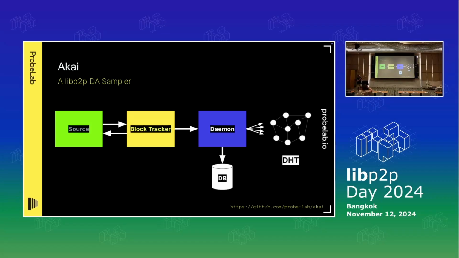So we have a data source. In our case, we built it for the Avail network, so it's an Avail Lite client, which follows the head of the chain. This Avail Lite client will notify the block tracker of new blocks on the network. Then the block tracker will forward this information to the daemon. The daemon will save information into a database, but also continuously try to retrieve the data from the DHT, or wherever it's stored. In this case, it's the DHT. And it's generic because the block tracker could be exchanged with another component that gets the information about new blocks from another implementation, for example.